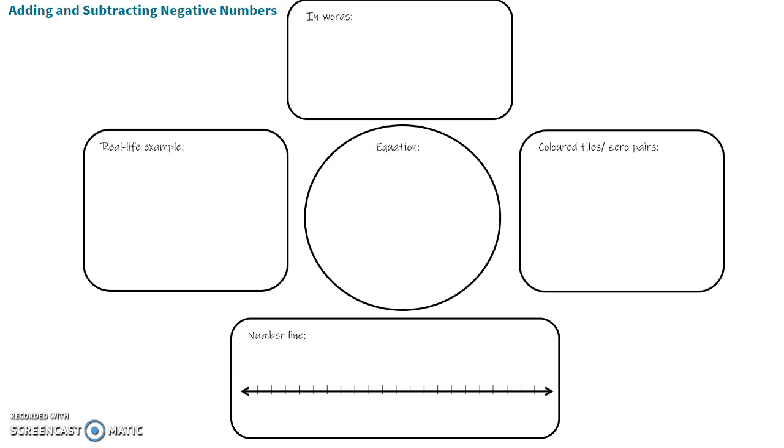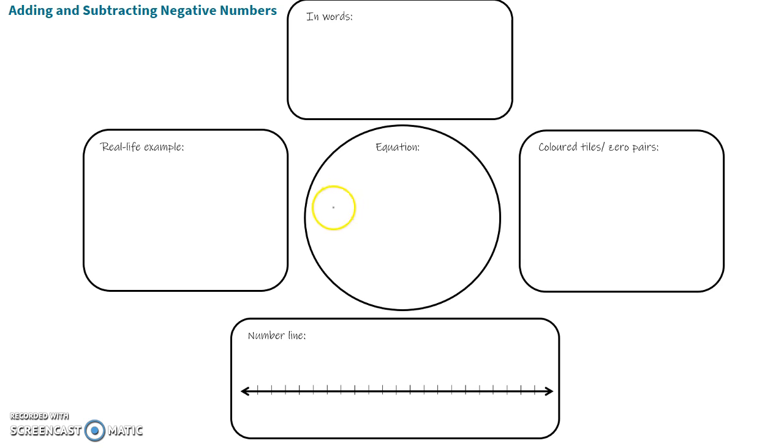Today we're going to talk about adding and subtracting negative numbers. You might see on the screen that there are quite a few different strategies. We're going to look at each of them so that you can feel confident that you have at least one way that you know you can add and subtract negative numbers and get the right answer every time.